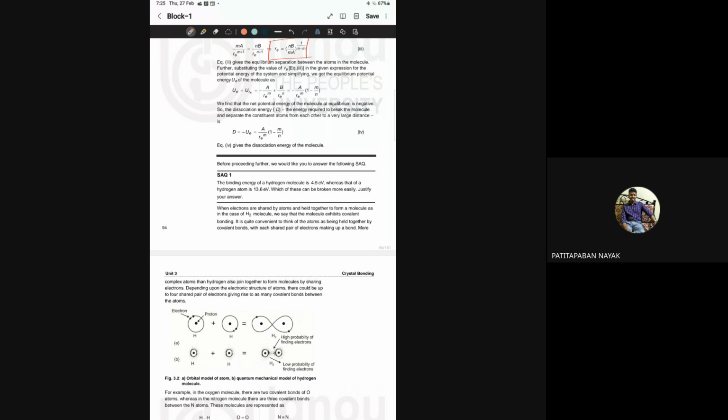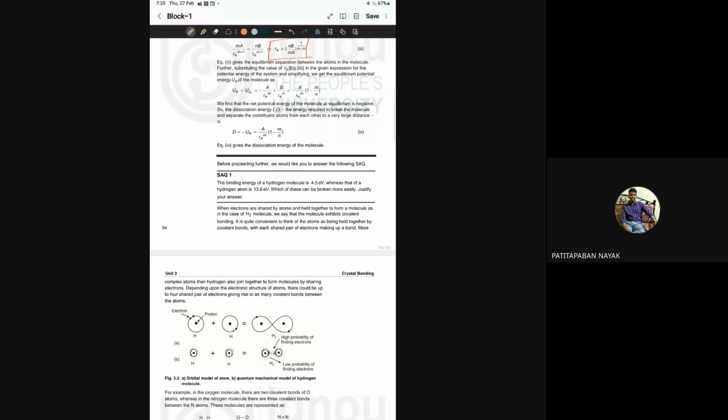So there is a pair of positive and negative ions close to each other. That's why they will get attracted, and that attractive force is nothing but the bonding force.